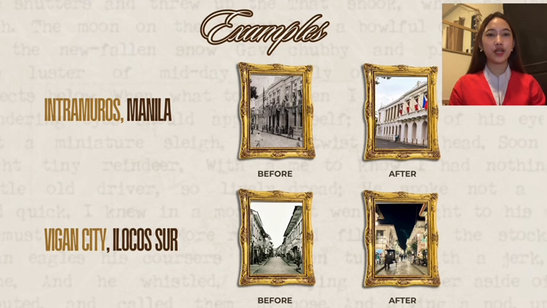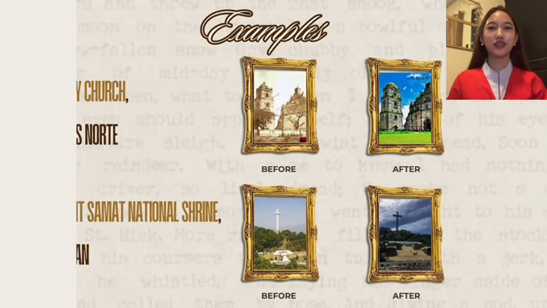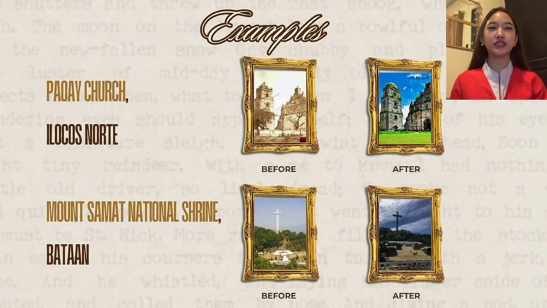Intramuros is a historic walled city founded in the 16th century, serving as the focal point of Spanish colonial administration in the Philippines. Next is the Vigan City in Ilocos Sur. Vigan is a UNESCO World Heritage Site celebrated for its stunning Spanish colonial architecture and charming cobblestone streets. Next is the church in Ilocos Norte, known as San Agustin Church. This 18th century structure is renowned for its unique earthquake baroque architectural style.